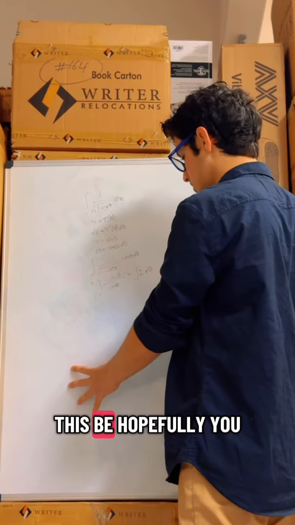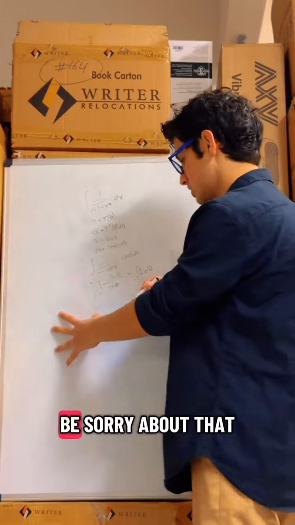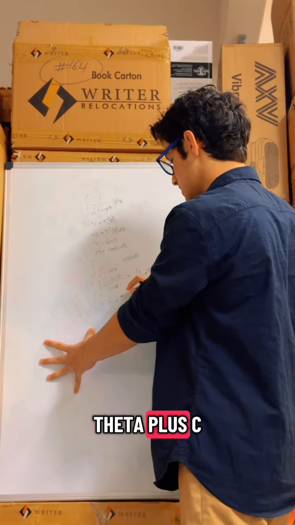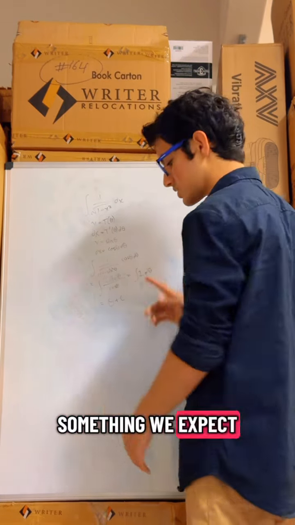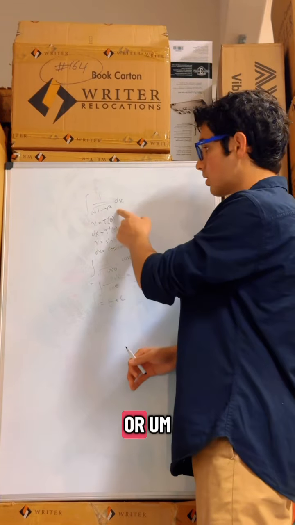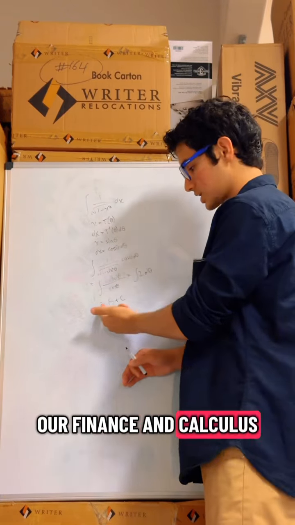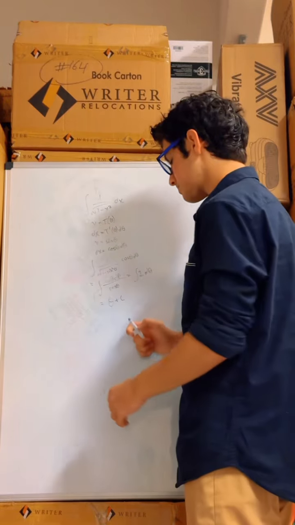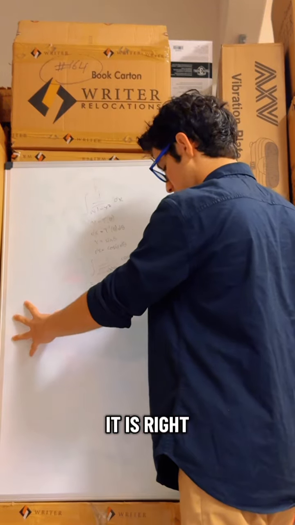So what will this be? Hopefully you know, right? It should just be equal to theta plus c. The c is something we expect to see because it's the constant of integration. Whether it's here or when we're writing a final answer in x's, we'll always see the constant of integration, right? It's an indefinite integral. But we can't leave it as it is right now, right?